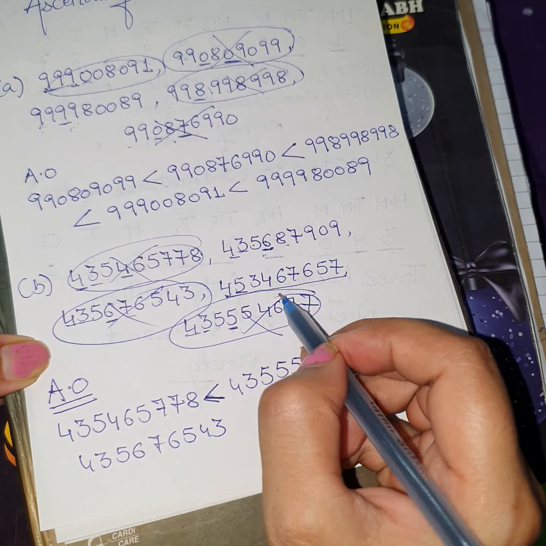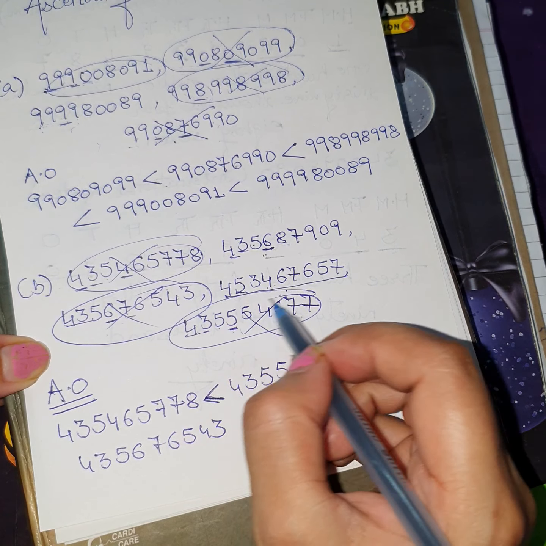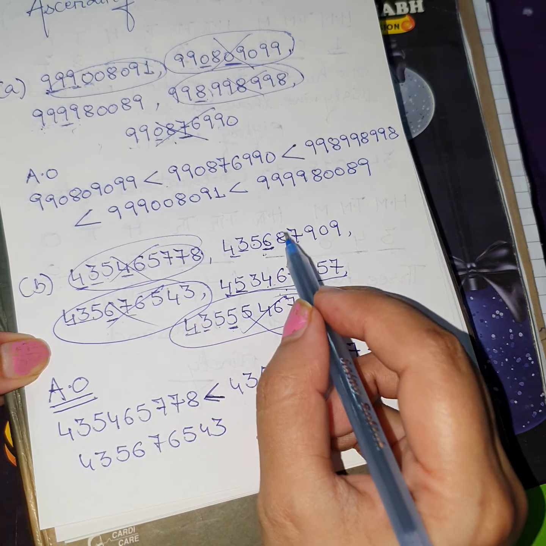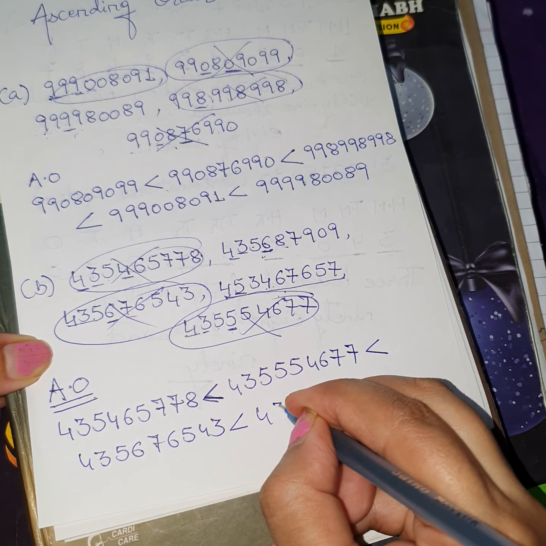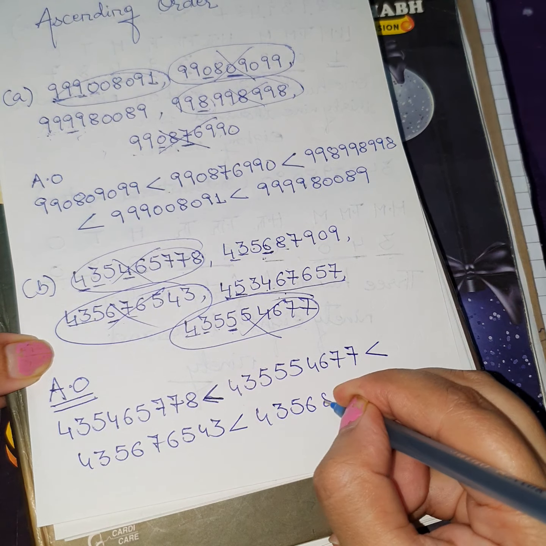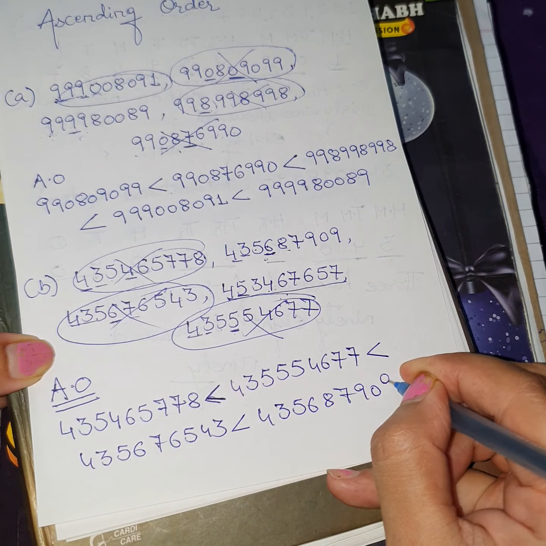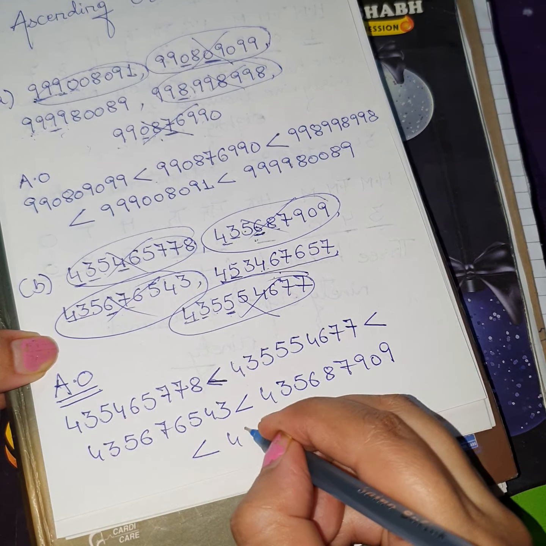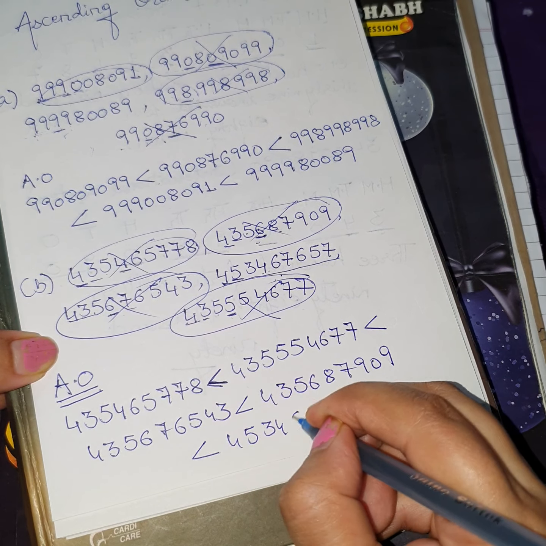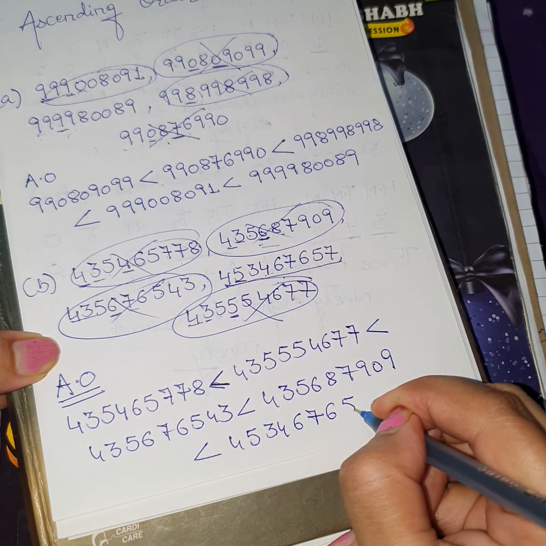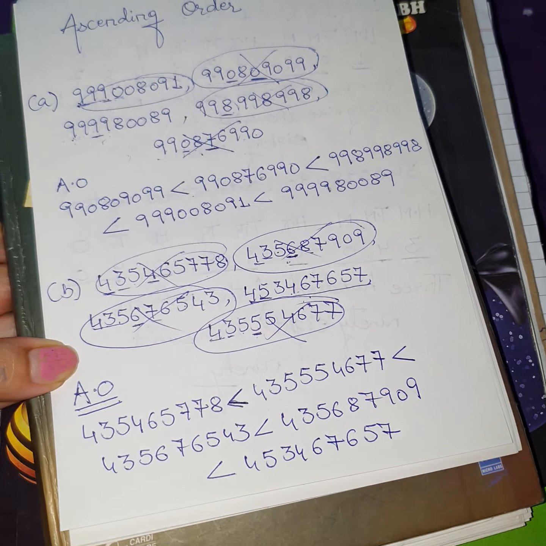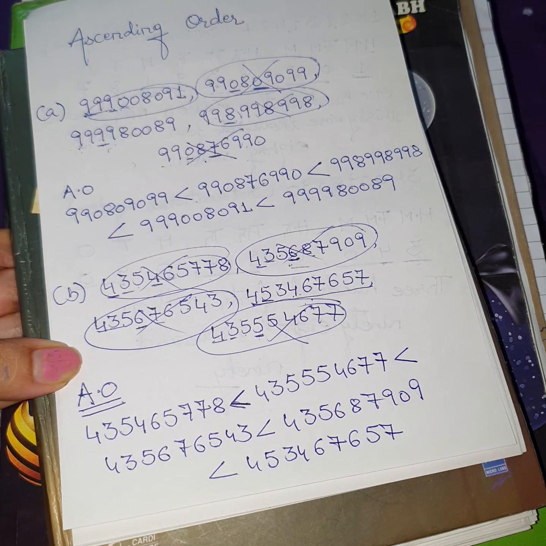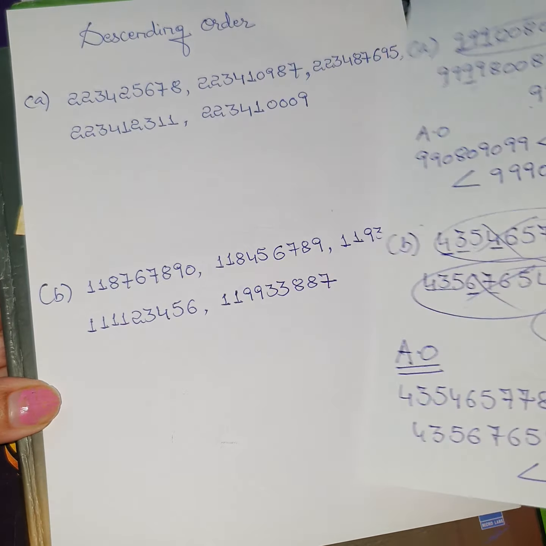Now this and this is remaining. So obviously, as I told you, this is the greatest number. So on fourth place, this number will come 4, 3, 5, 6, 8, 7, 9, 0, 9. So this is also out of the series. The last number is obviously 4, 5, 3, 4, 6, 7, 6, 5, 7. So like this, you can arrange your second part of ascending order.